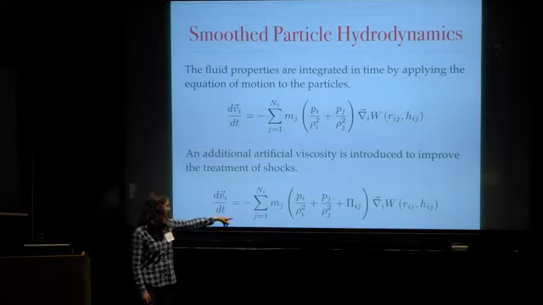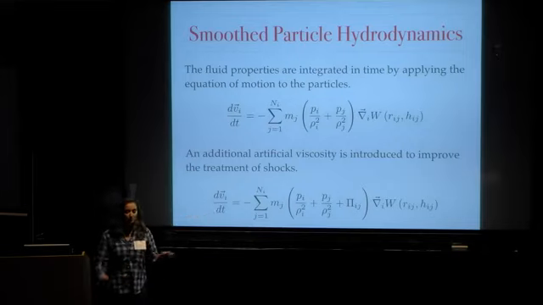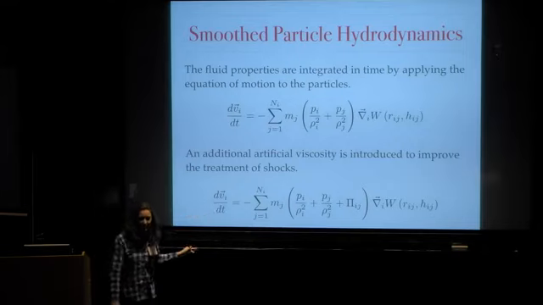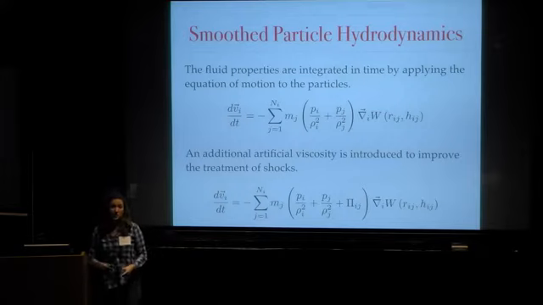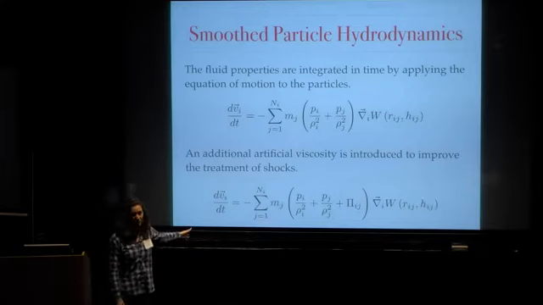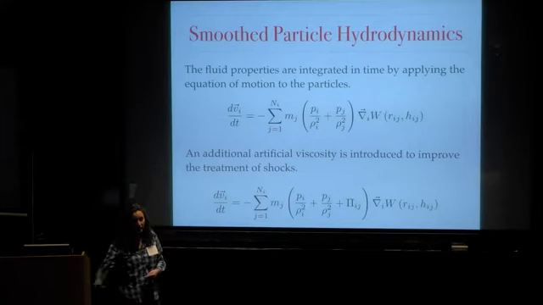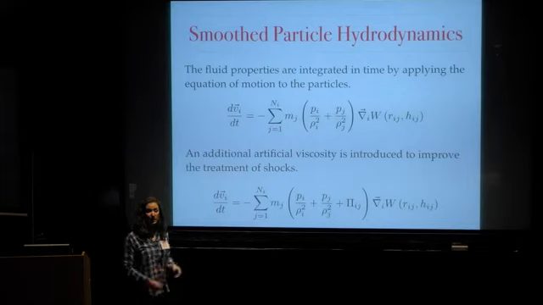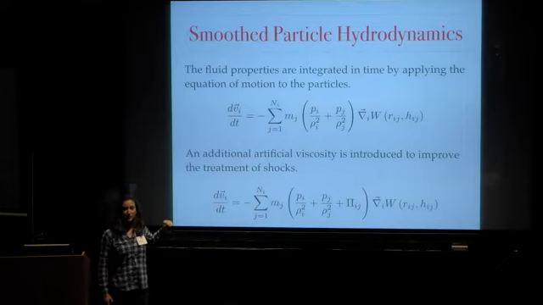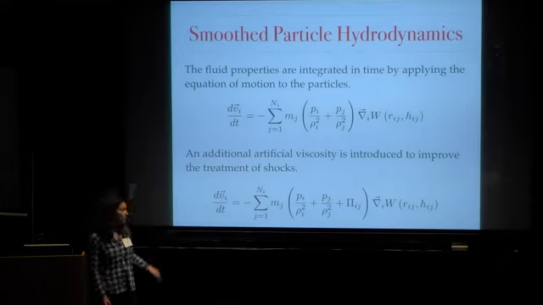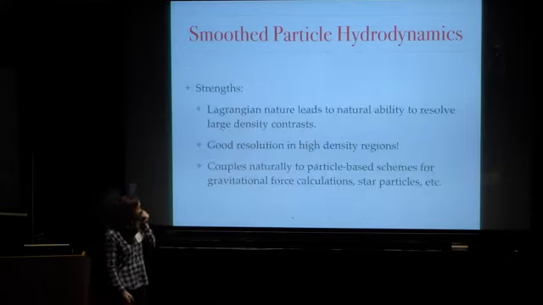I've just parameterized it here as this pi term, but there are many details and different ways to do this artificial viscosity. There are different switches that you can turn on, because it turns out that as soon as you apply artificial viscosity to take care of shocks, it messes up conservation quantities in things like shear flows. And so this is where I'm not going to get into the details, but most of the modern development of SPH has gone into better ways to deal with that particular problem.